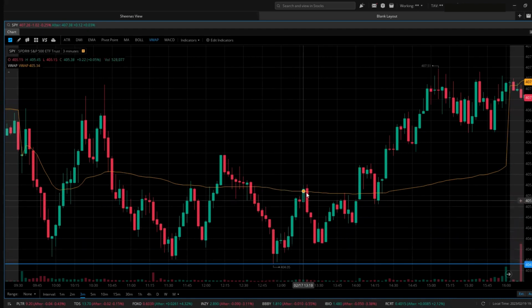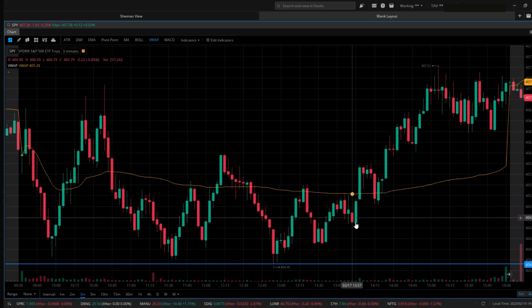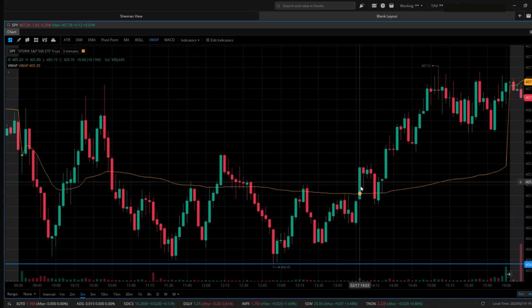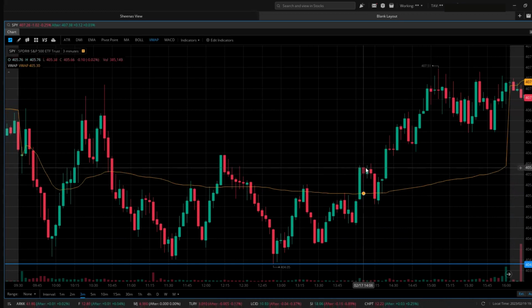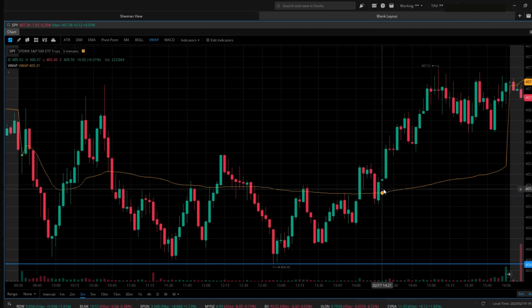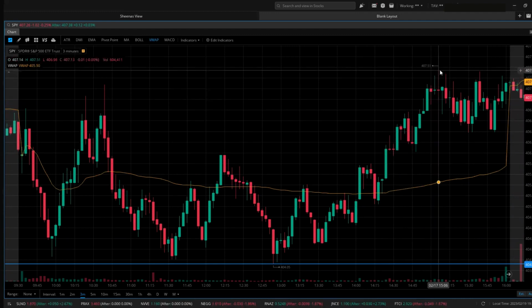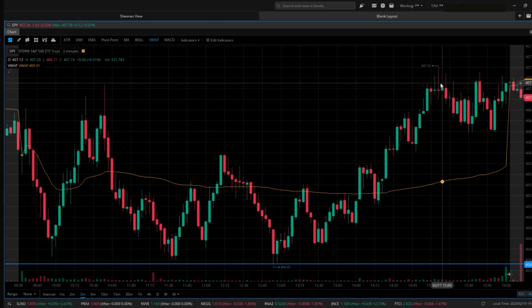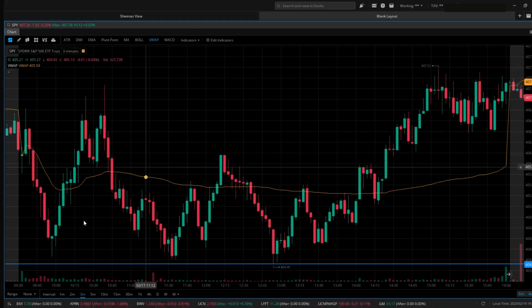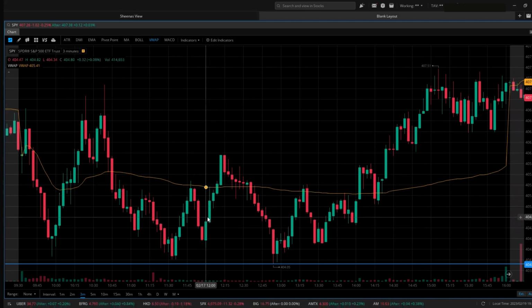So again, you can just see how it respects it, bounces off of it, tries to come back up, bounces off of it again. Here's where it broke. So you were able to get a little bit of movement to the upside here. It did come back to try to retest the area, but this time the buyers actually beat out the sellers, and so it was able to go back up into an uptrend, and it came all the way back up to this 407.51 area.